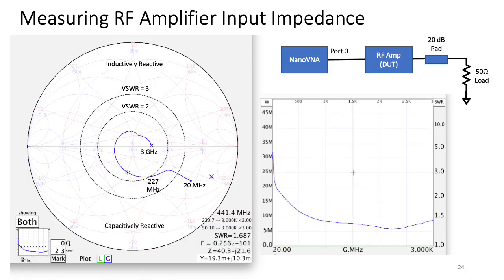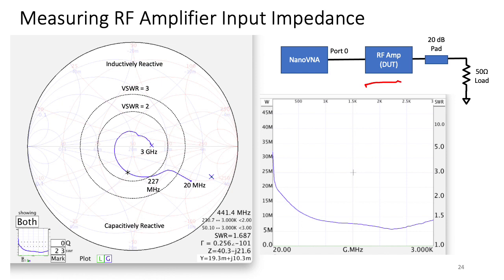So looking further at the amplifier that we looked at in the previous view graph, I'd like to measure the input impedance of this amplifier versus frequency. The test setup is shown above in that it consists of the NanoVNA with its output port 0 applied directly to the device under test.